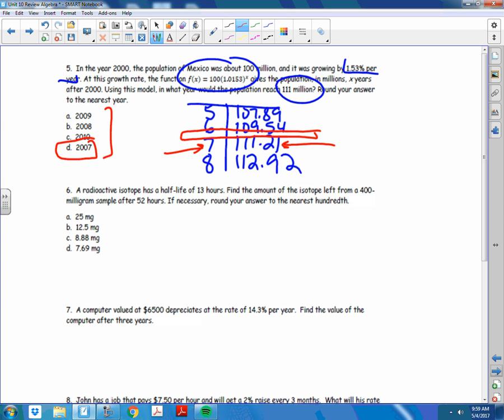Okay? Number 6, a radioactive isotope has a half-life. Did we talk about the half-life? Yes. So we know it's decay. So we know it's starting point times 1 minus the rate to the x power. So starting point is the 400 milligram sample. It's 1 minus half because it's a half-life. And then we have to be careful on time. Remember, it's how many 13 hours there are in 52 hours. In this case, it's 4. Okay? Any questions on that?